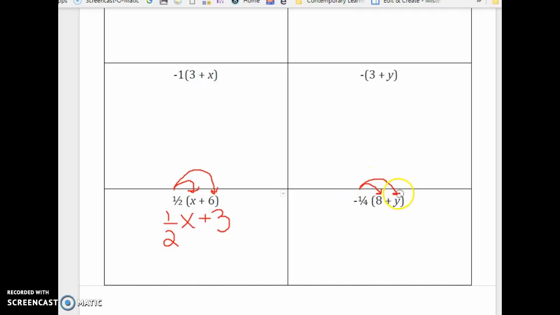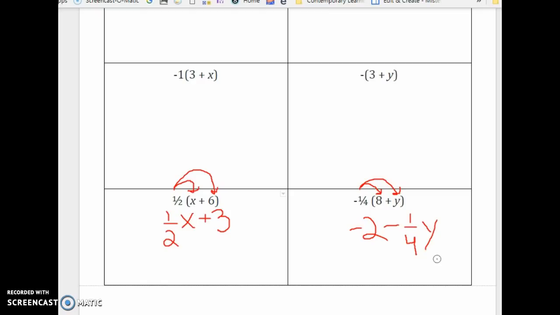Maybe even pause this. If I have -1/4 times 8, 1/4 of 8 means I'm going to divide 8 by 4. It's 2. And it's a negative because it's negative 1/4. Then I have 1/4 of y. I can't do anything with that. So I'm going to write 1/4 of y. And the sign between is a negative because a negative times a positive is a negative.